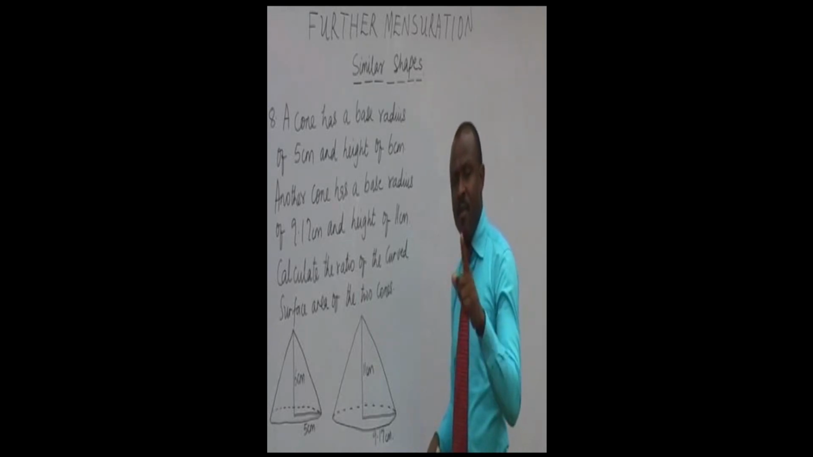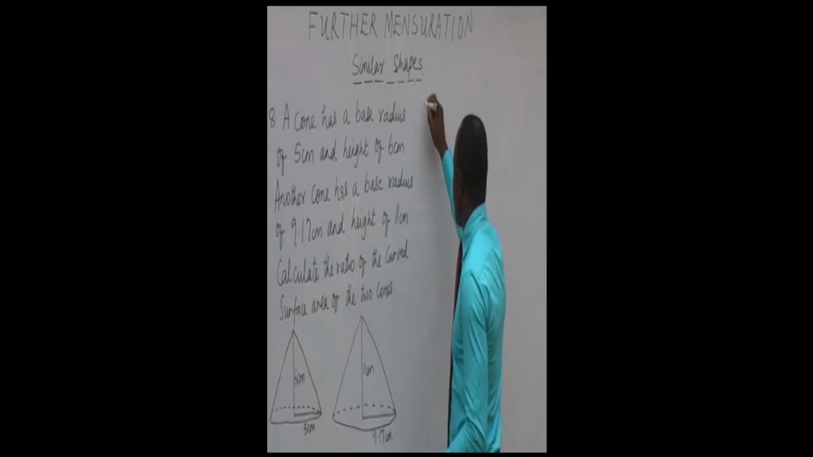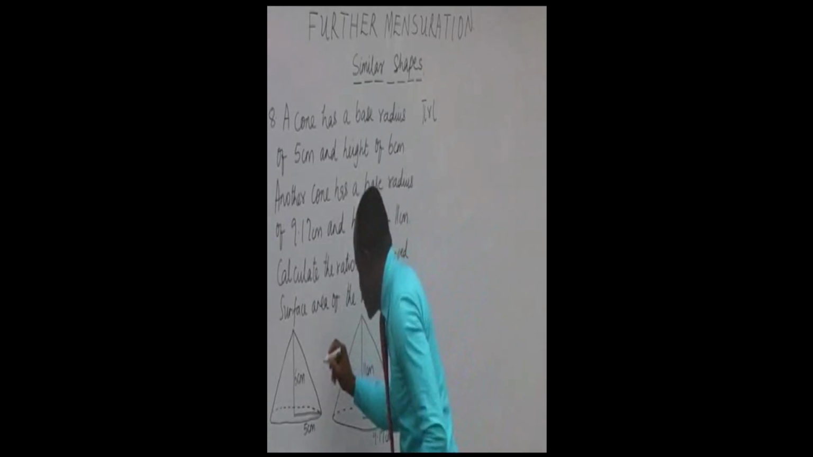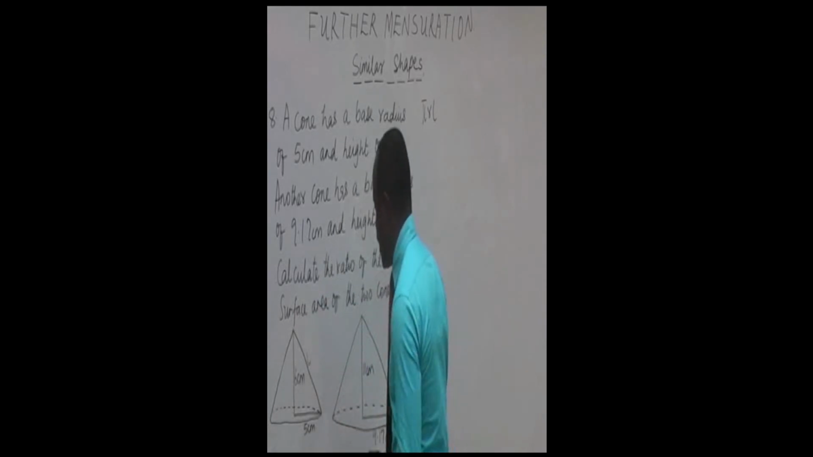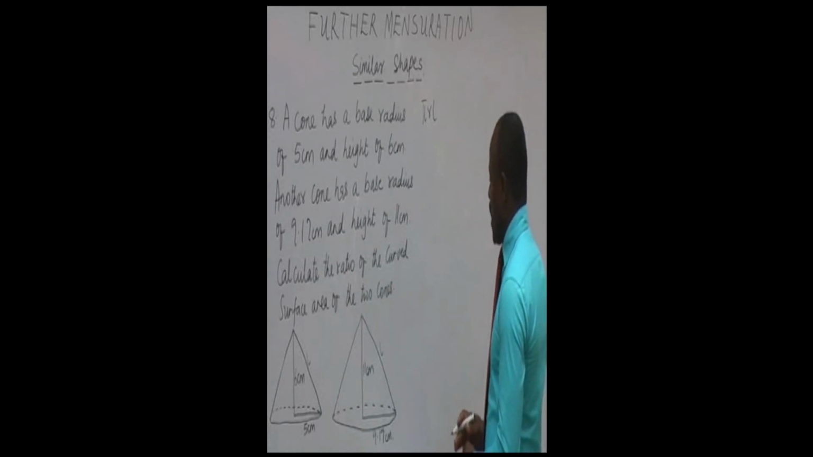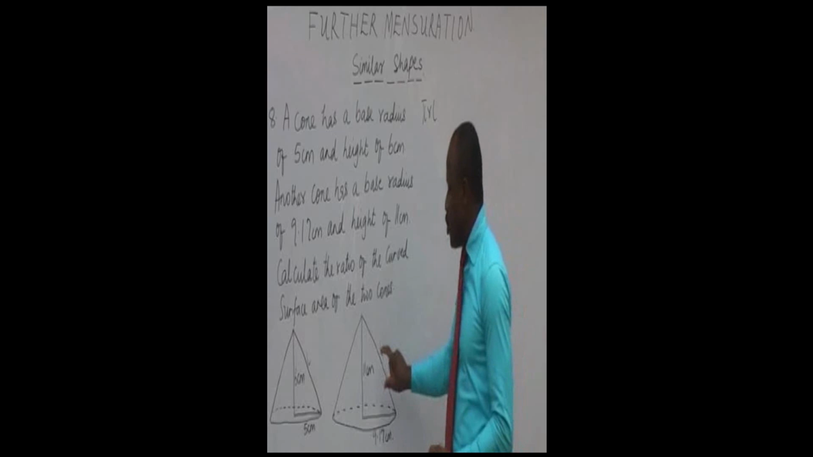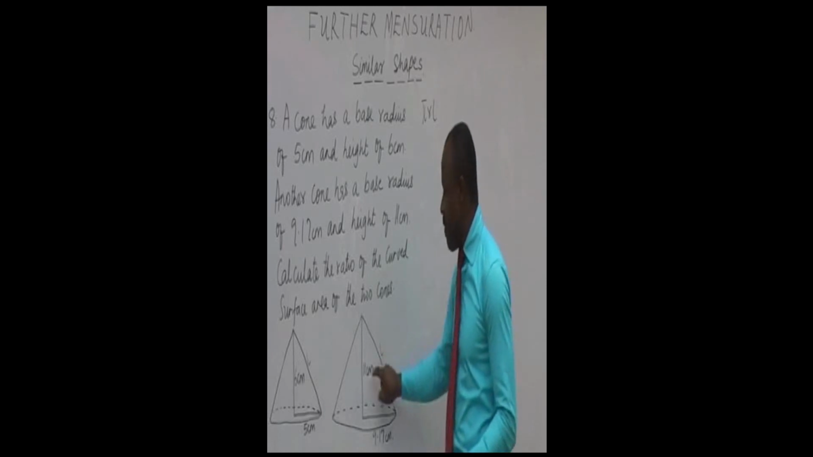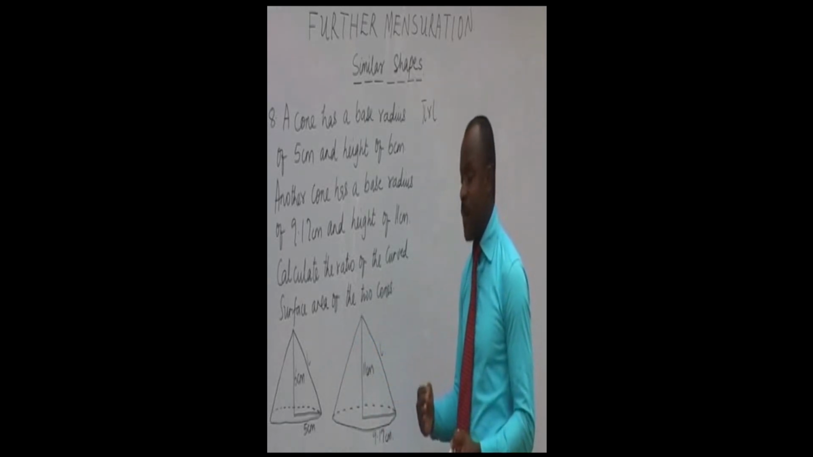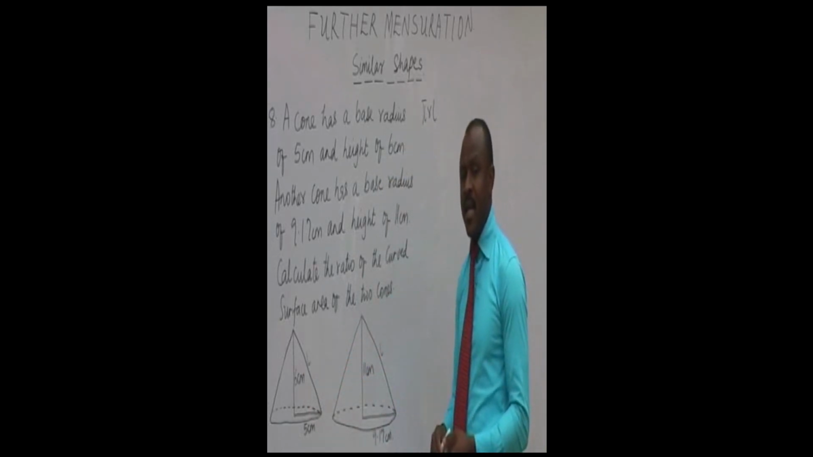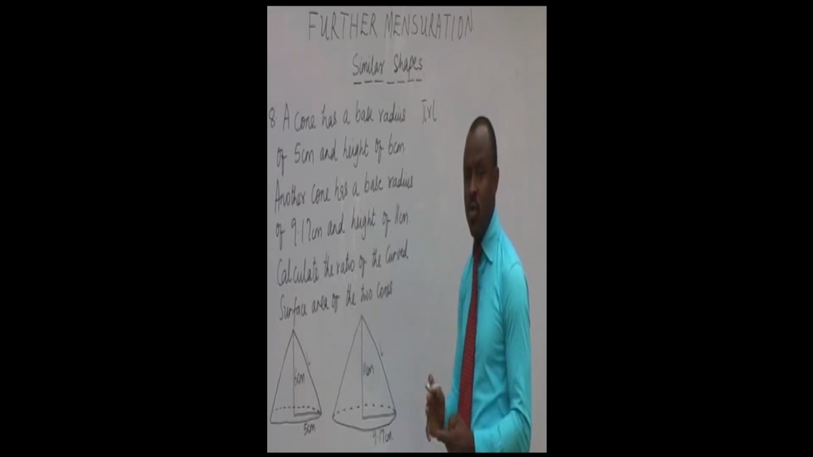Curved surface area of a cone is calculated from this formula, pi r l, where this L is the slant height, this side, the slant height, not the perpendicular height. This is the L. Now what we're going to do is use Pythagoras theorem to find the values of L in the different cones. Then I use the corresponding sides in the two cones to calculate the ratio of the curved surface area of the two cones.